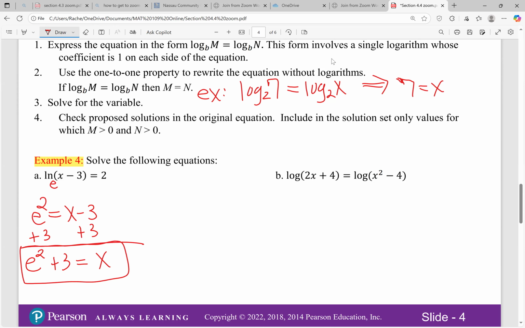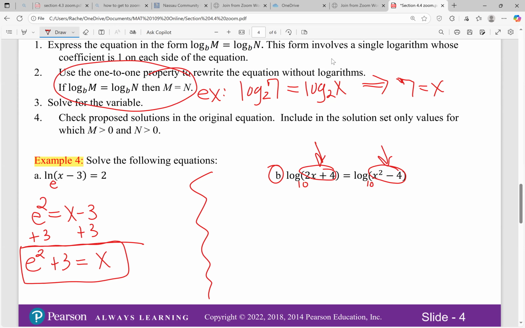But if we look at the example in B, now you see how I have 2 log expressions, but they're on either side of the equal sign. But they have the same base, right? They're both base 10. It's just not written because that's assumed, right? But if they're both written with the same base, then that means that whatever this expression is, the 2x plus 4, it has to equal this other expression, which is x squared minus 4. So that's this property that I was talking about earlier.